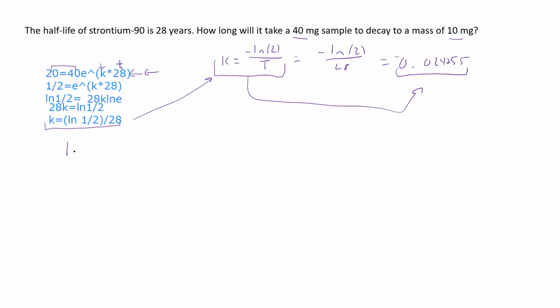Because if you think about that, that's the ln of 2 to the negative 1. If you do that, and then that comes down, so that's minus ln of 2 over t. And so that's your half-life.